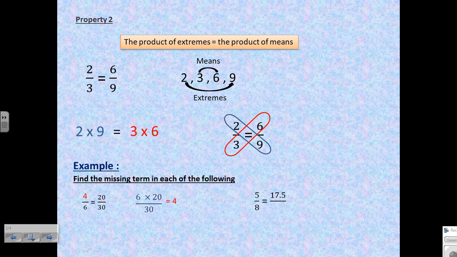The next one, 5 over 8 equals 17.5 over what? Yes, excellent. We will do the same. 8 times 17.5 over 5 equals 28. The third one, 5, 6, 10, and what? These terms are proportion. So 6 times 10 over 5 equals 12.